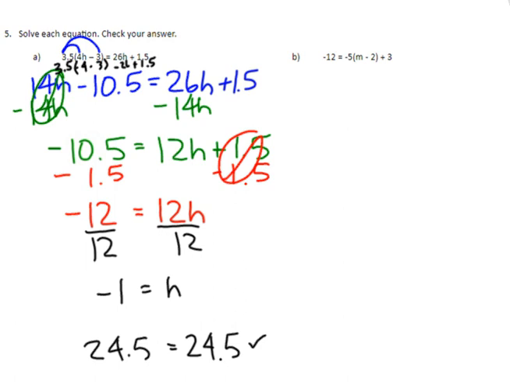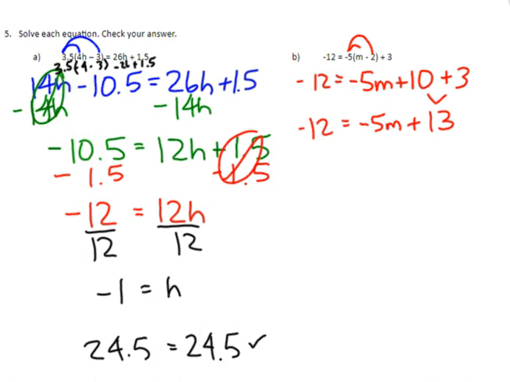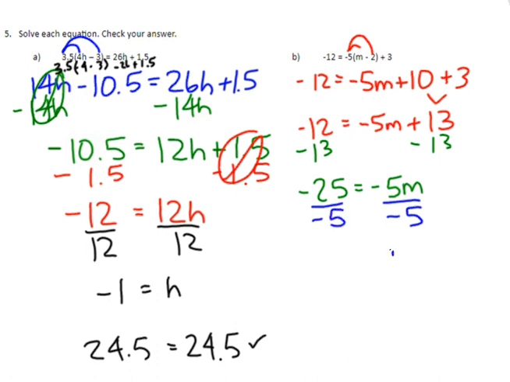Okay, part B, we need to distribute. So negative 12, nothing happens yet, equals negative 5m, and then negative plus negative is positive, so you want to have plus 10. Okay, combining like terms, bringing everything else down. Next step will be to subtract 13 from each side. So we get negative 25 equals negative 5m. Divide by negative 5 on both sides, and you get a solution of positive 5.